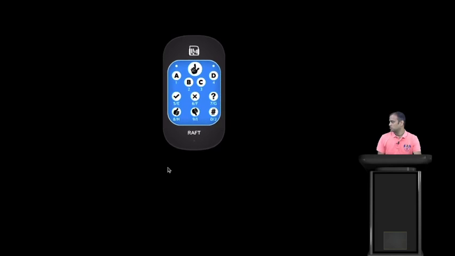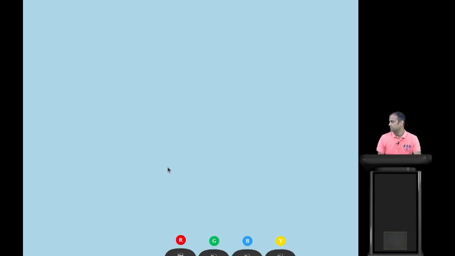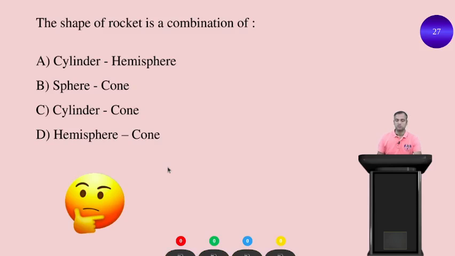Okay class, now it's question time. Give the answer: the shape of a rocket is a combination of what? Your time starts now. Give the answer to this question. Okay, and your time is getting over. Okay class, time is over.